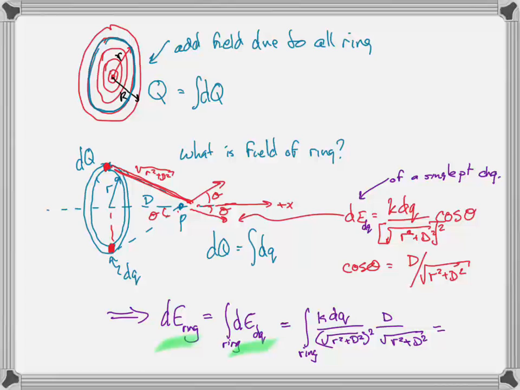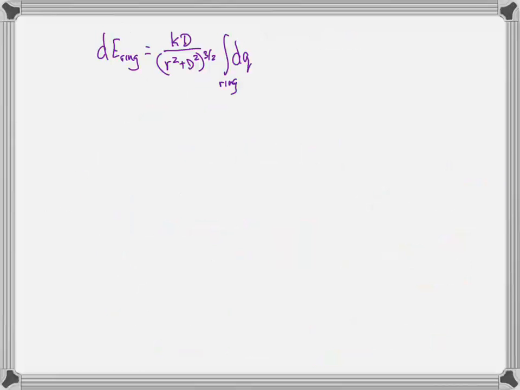So what you end up getting is the field of the ring is now this. We pulled out the constants, and I just neatened it up a little bit. And so all that's left is dq. We're integrating that around the ring. That is, therefore, just the total charge of the ring. So the total charge of the ring is capital Q. E equals k d Q over r squared plus d squared to the 3/2. Okay, so that's the field due to the ring.